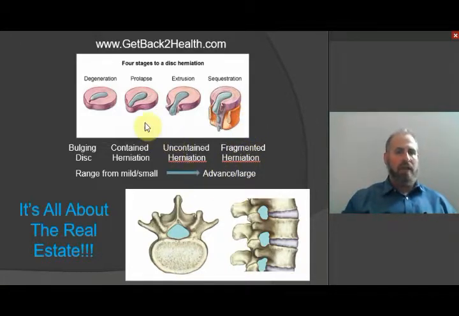It's important to understand that all four of these situations can range from mild and small, so you can have a small prolapse or a small contained herniation, or you can have a small extrusion, or you can even have a small sequestration. They can range from small and mild to advanced and large, so you can get into situations where you've got very advanced degenerative disc disease, or you've got large extruded or sequestrated discs. But really what we get concerned about in the healthcare field when we're looking at spinal disc injuries is it's all about the real estate.